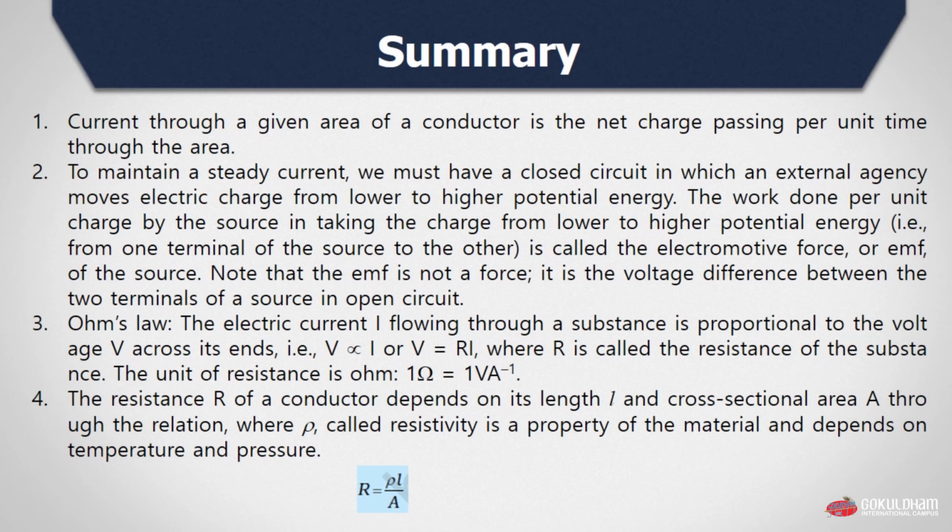That is, V is proportional to I, or V = R × I, where R is called the resistance of the substance. The unit of resistance is ohm. 1 ohm = 1 V A⁻¹. Fourth, the resistance R of a conductor depends on the length L and cross-sectional area A through the relation where ρ is called the resistivity, a property of the material that depends on the temperature and pressure. We can say resistance R = ρ L / A.